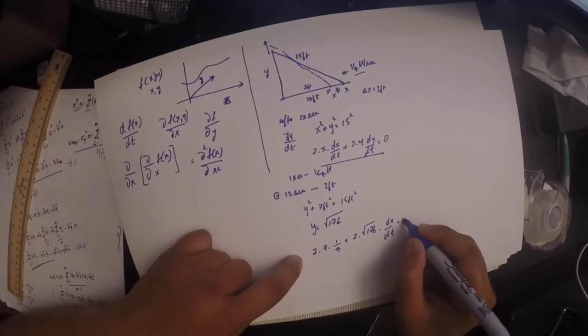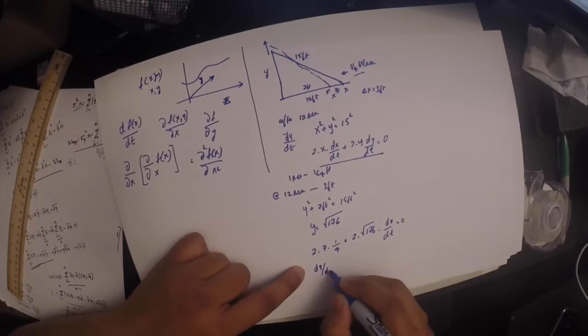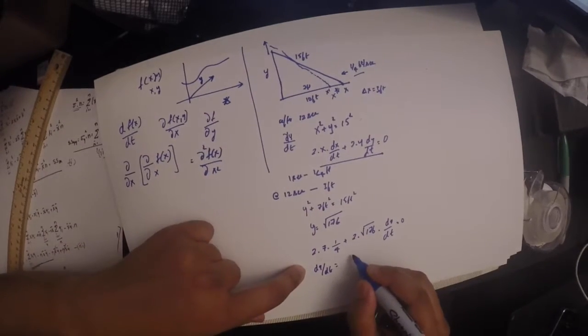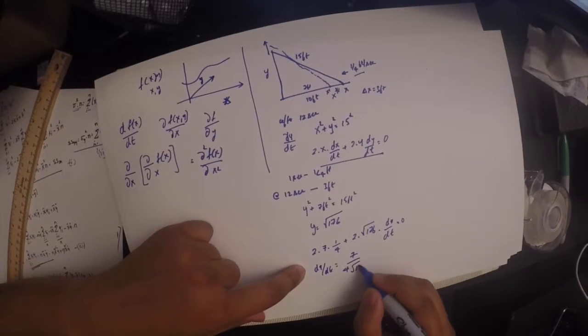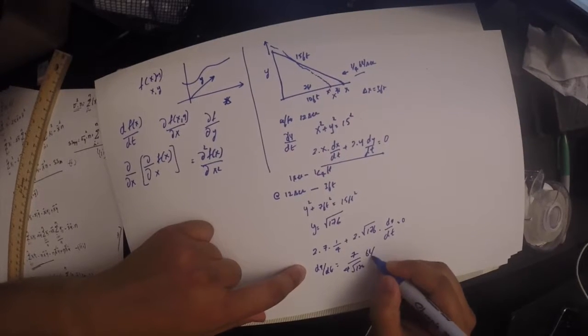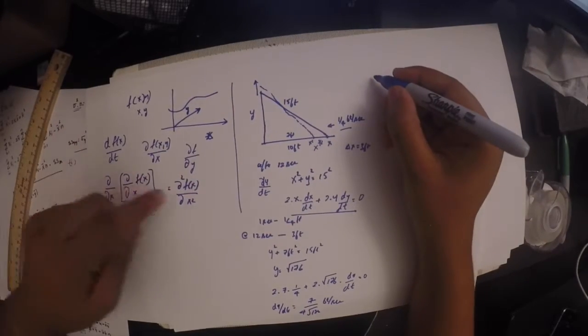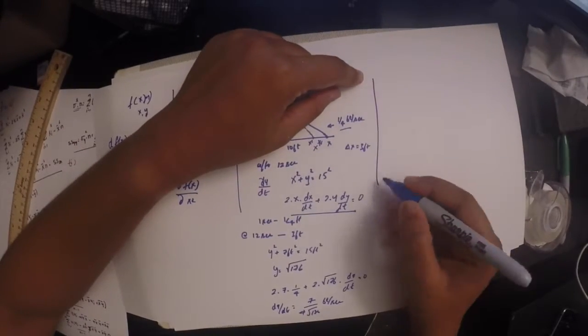So at that instant, the change happening in the y direction with respect to time is going to be equal to 7/4 into 1 over the square root of 176 feet per second. That's an interesting problem.